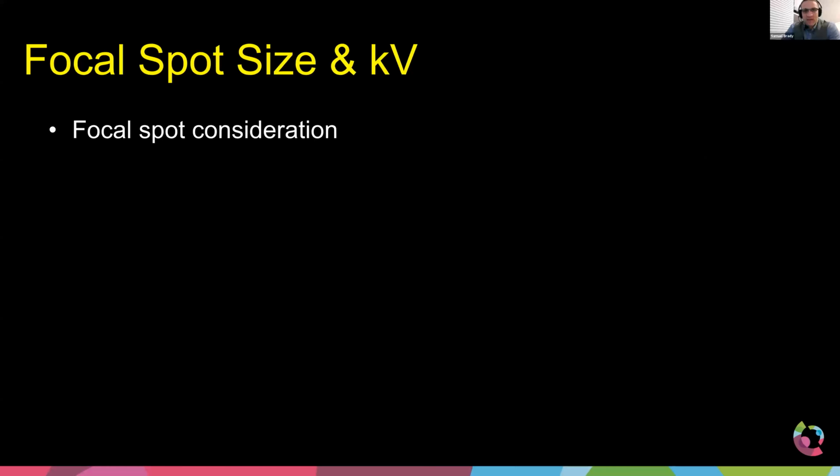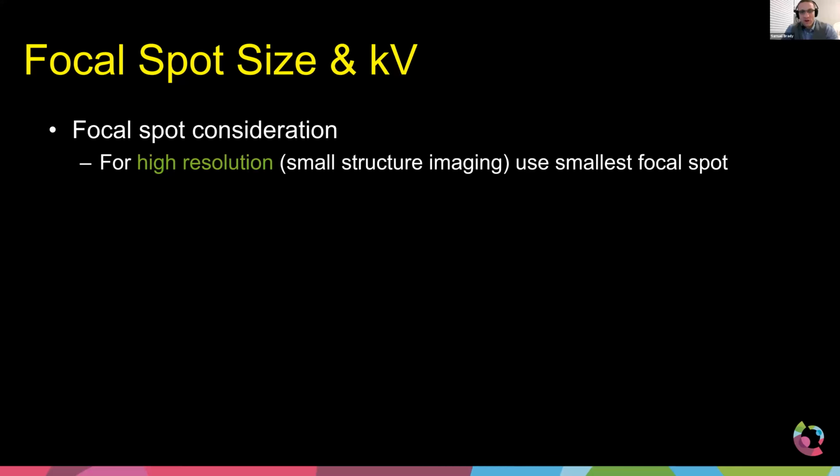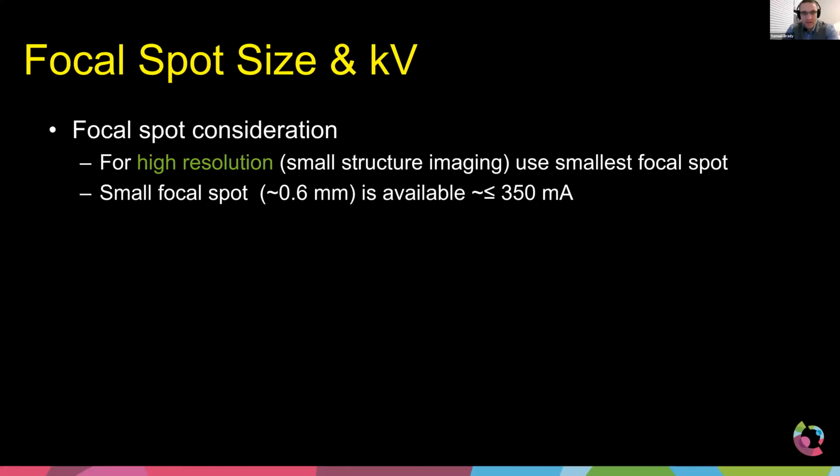So what are some caveats to kV? The first is focal spot. You have to think about the actual size of the focal spot, which affects the spatial resolution in the image. If you want high resolution, fine structure imaging, you want to use the smallest focal spot available on the CT scanner. Almost all CT scanners limit the amount of mA that can be used for the small focal spot.